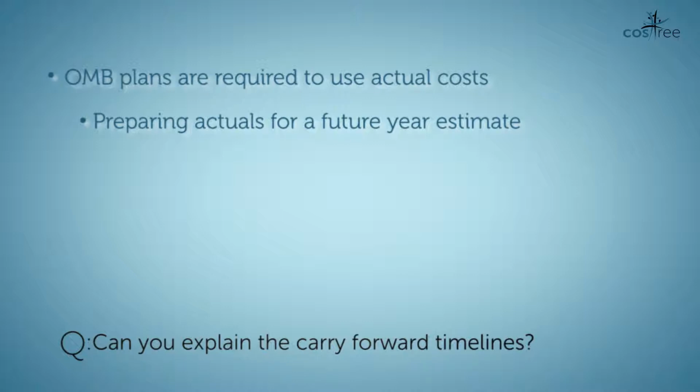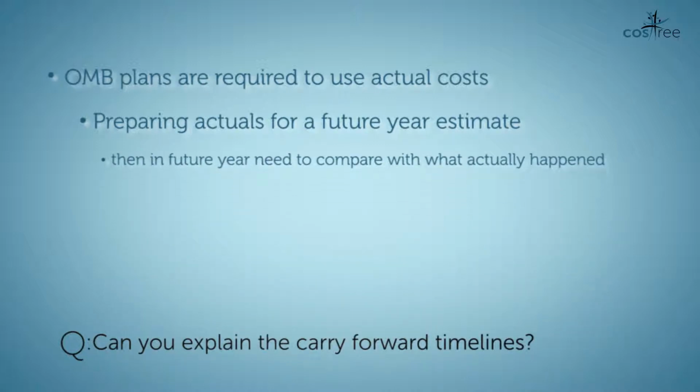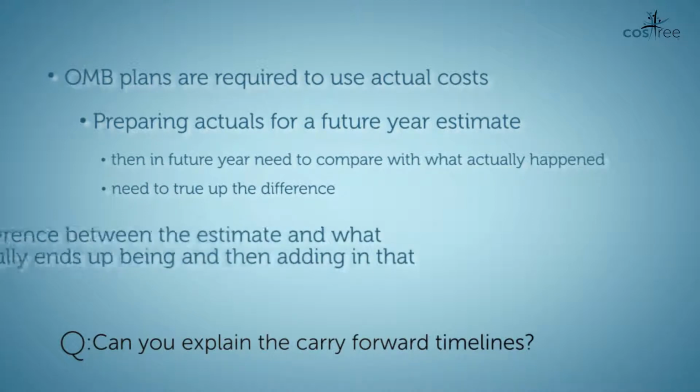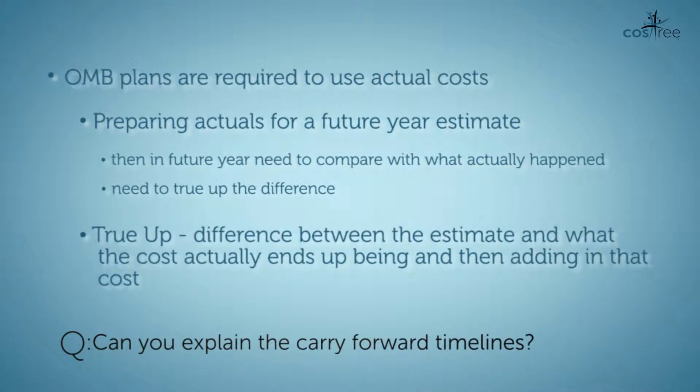So once you get to that estimated year and you now have the actuals for that year, you now have to say, okay, what actually happened, and compare them. Did you overbill them? Did you underbill them? And whatever the difference is, you have to true it up. What is the true up? Where does it go? Basically, the true up is just the difference between what you estimated and what it actually ends up being. And then you add that to what the cost is.